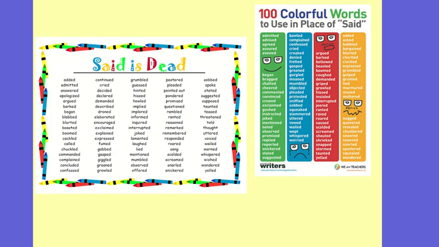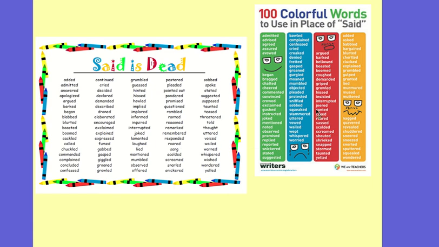We need to remember that when we are writing speech, from last time, that said is dead. We are not using the word said. It is boring and we don't like it. So I've put lots of ideas here, especially if you're talking about Auntie Bindi. Auntie Bindi's definitely not just going to say something, is she? So there's lots and lots of words here.